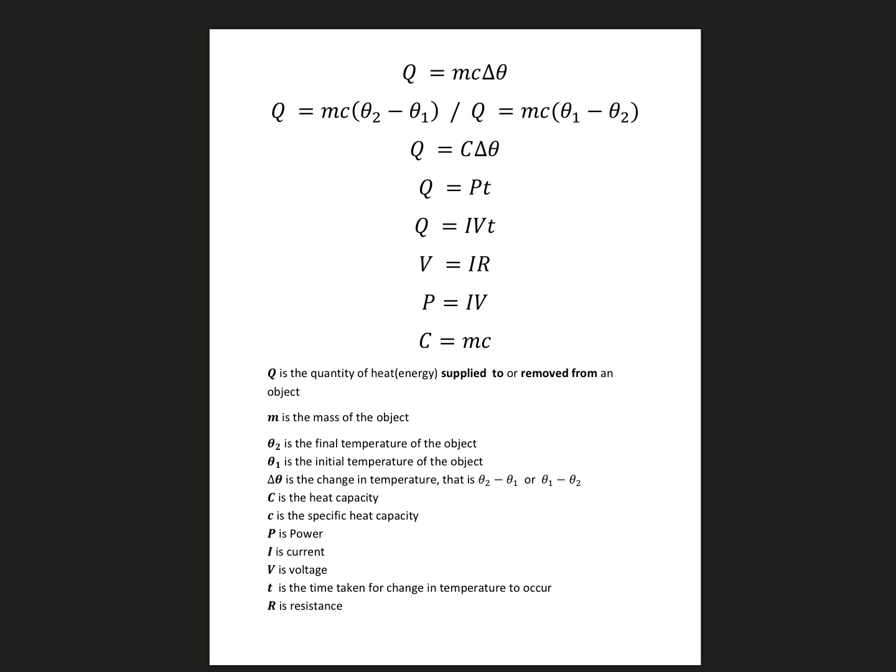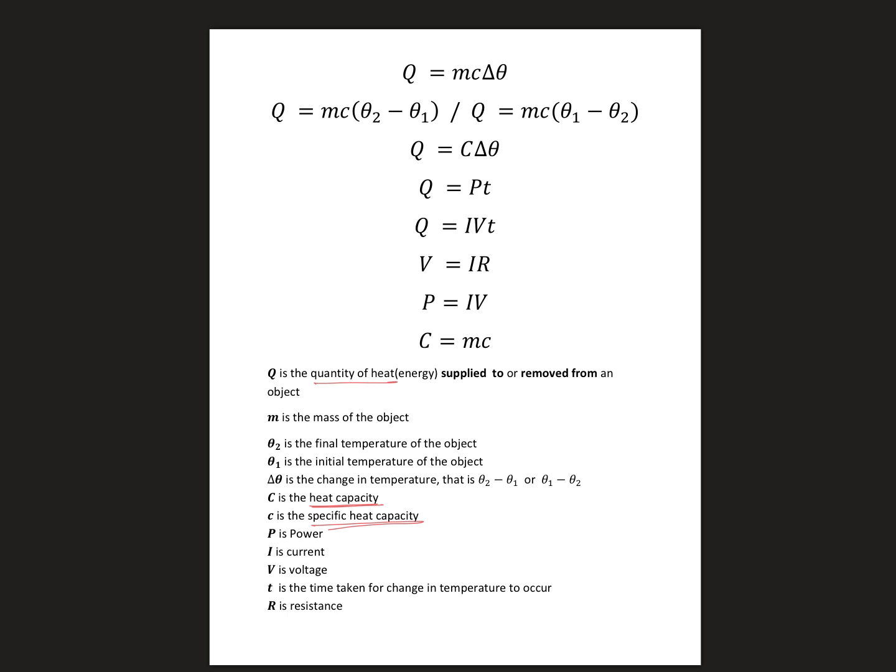So these are the useful formulae that we have regarding heat capacity and specific heat capacity. Always what you have to remember is that the capital letter C is for heat capacity, the small letter c is for specific heat capacity. Okay? Q is the quantity of heat that is supplied or removed from an object.